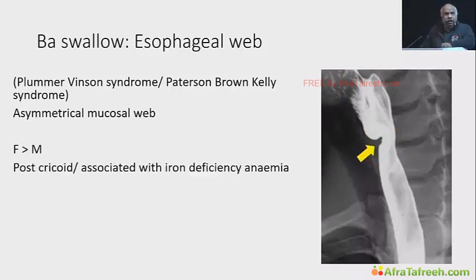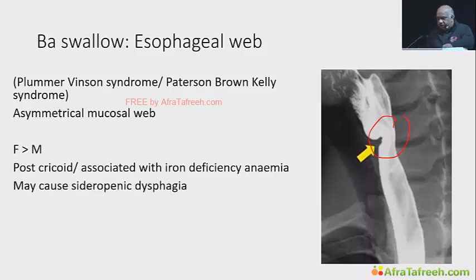More common in females in 40s onward. And location-wise, this is post-cricoid. So it is basically seen in the cricopharynx. And this may cause dysphagia called sideropenic dysphagia. Iron deficiency is called sideropenia. So iron deficiency anemia is called sideropenic anemia, and this is called sideropenic dysphagia.